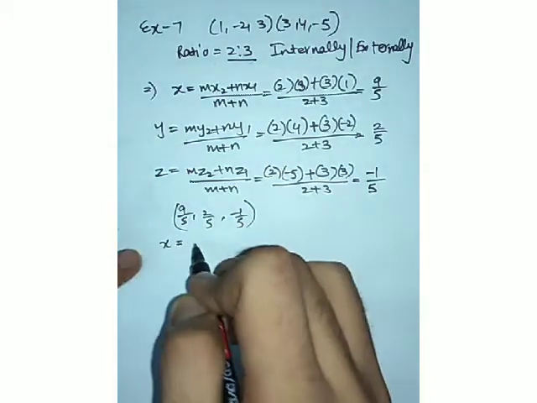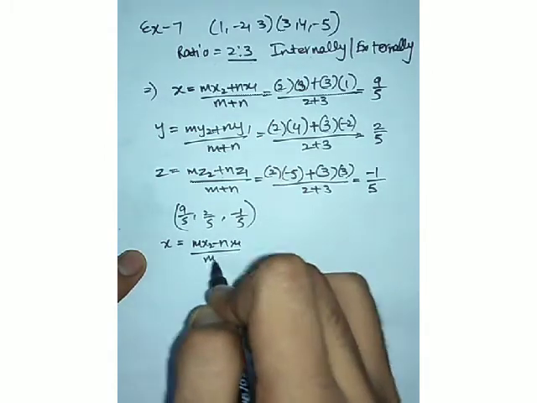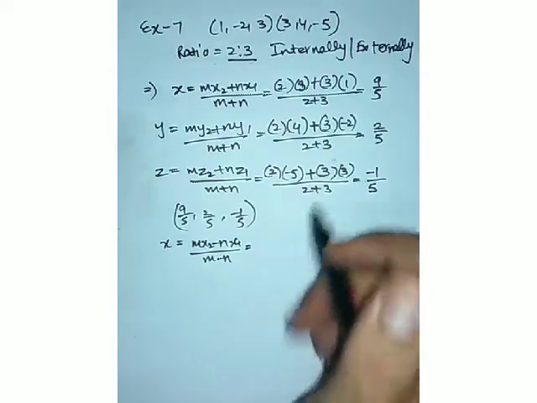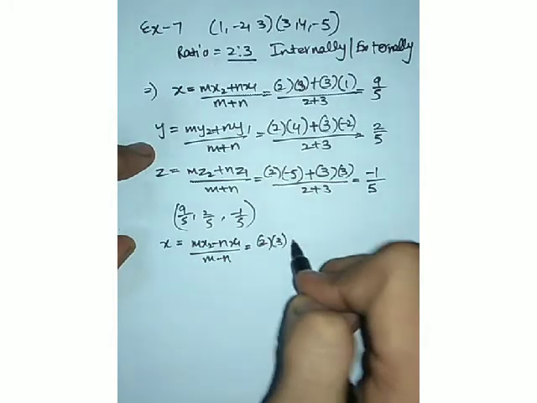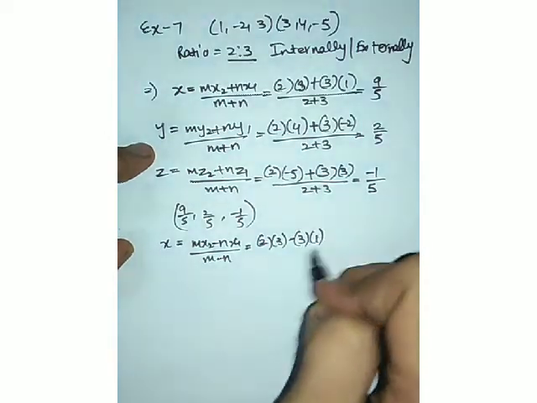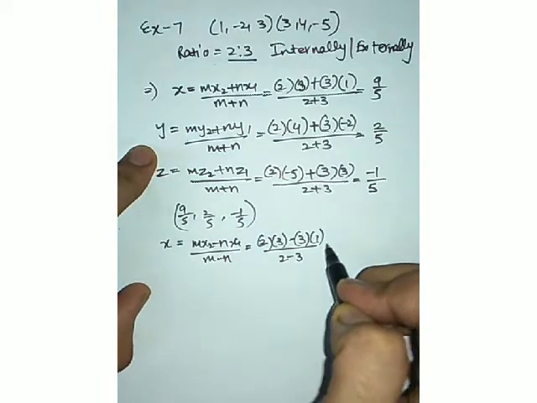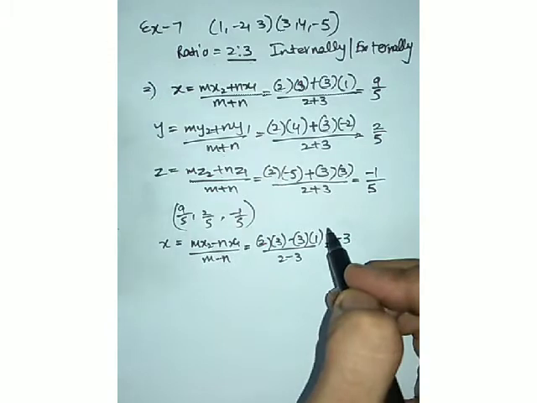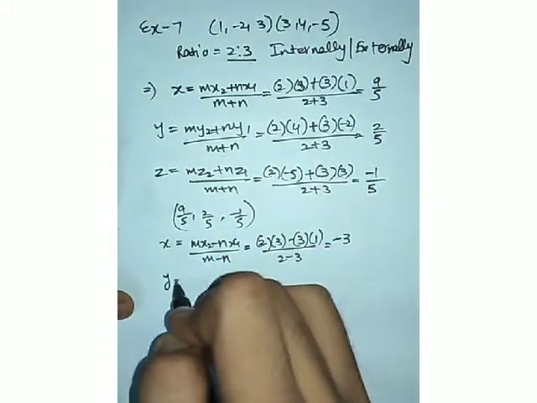So x will be equal to mx2 minus nx1 upon m minus n. As I have told you earlier, n will be changed to minus n, that's it. Mx2, it means 2 and 3, minus 3 and 1, upon 2 minus 3. Of course minus 1 will be in the denominator, so 6 minus 3, that is 3 upon minus 1, that is minus 3. Or simply you can say the sign will be changed to minus only.